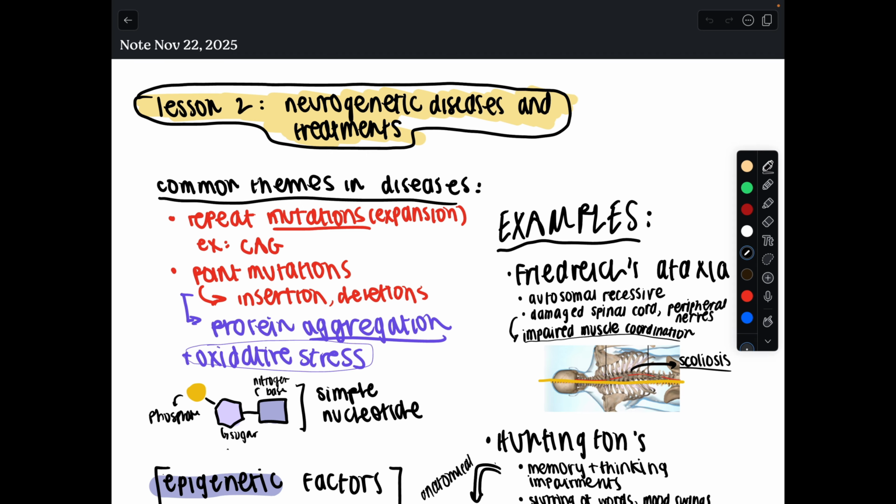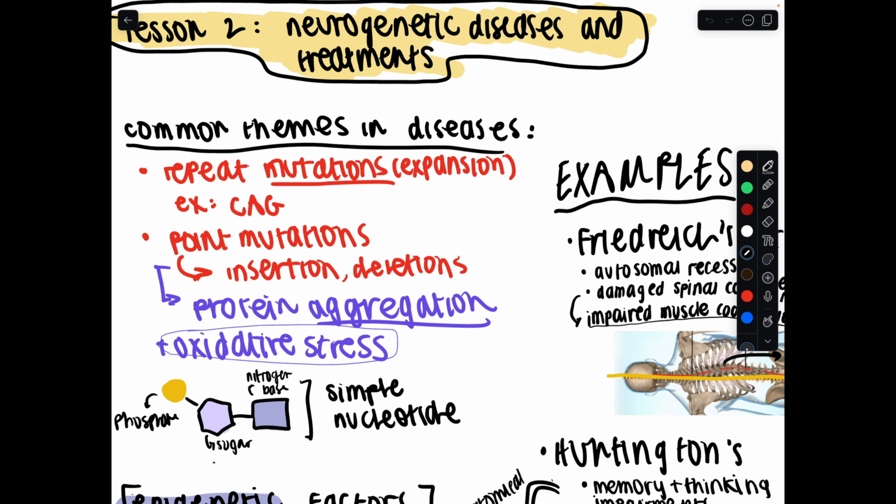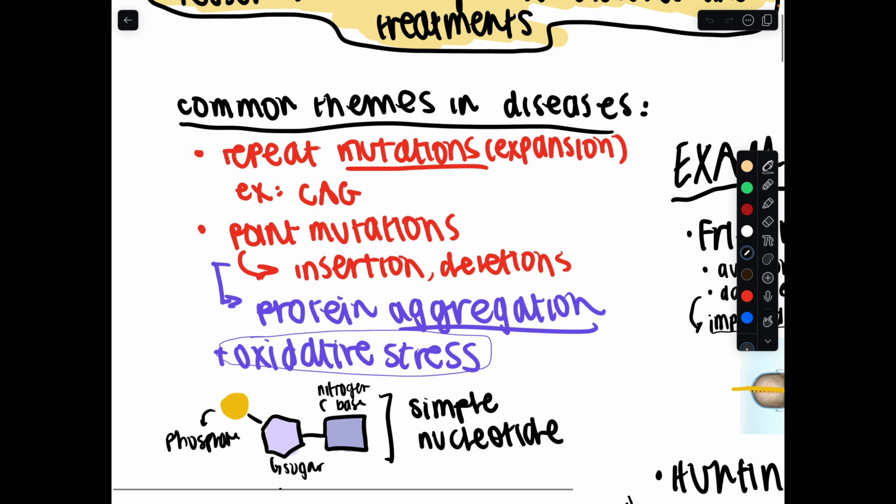So, before we go deeper into what exactly some examples of neurogenetic disorders are, let's just talk about some of the common themes we might see in neurogenetic disorders. So, speaking on these disorders, with great genetic factors, we can see that there are lots of repeat expansion mutations. So, what exactly are these?